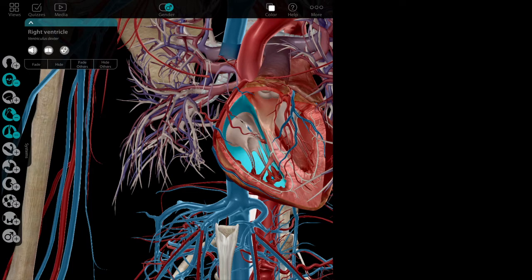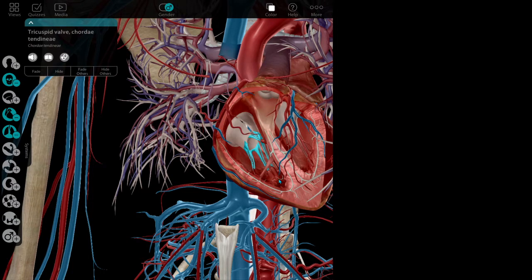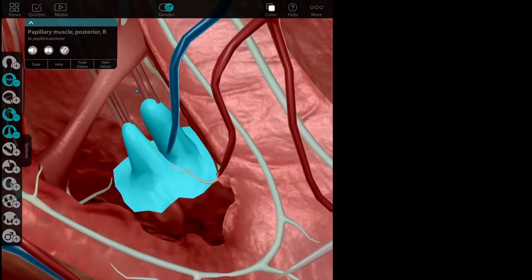If you notice, this is the chordae tendineae that I mentioned in the lecture, the medical term. It is attached to this. These are the papillary muscles. If we look at that, this is the appearance of the papillary muscles.